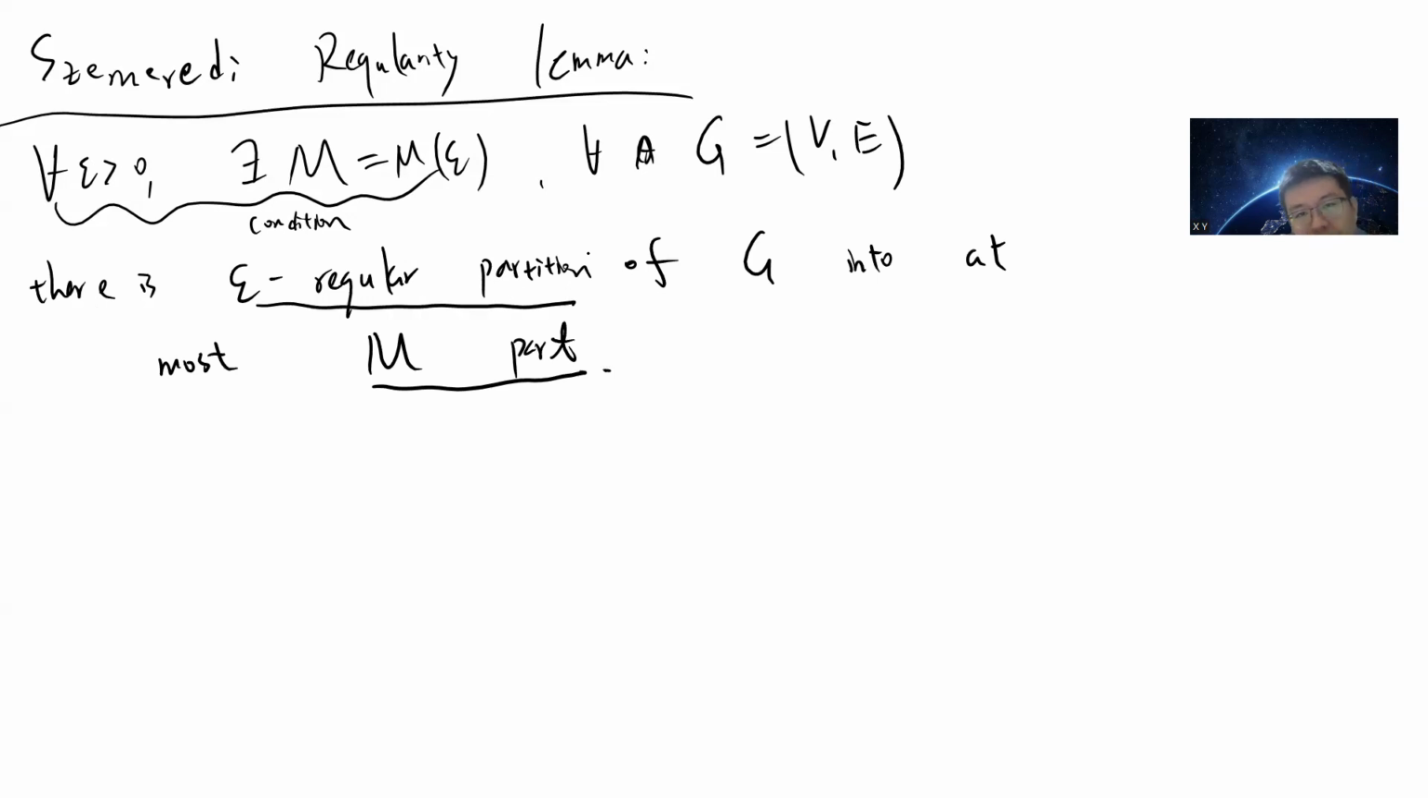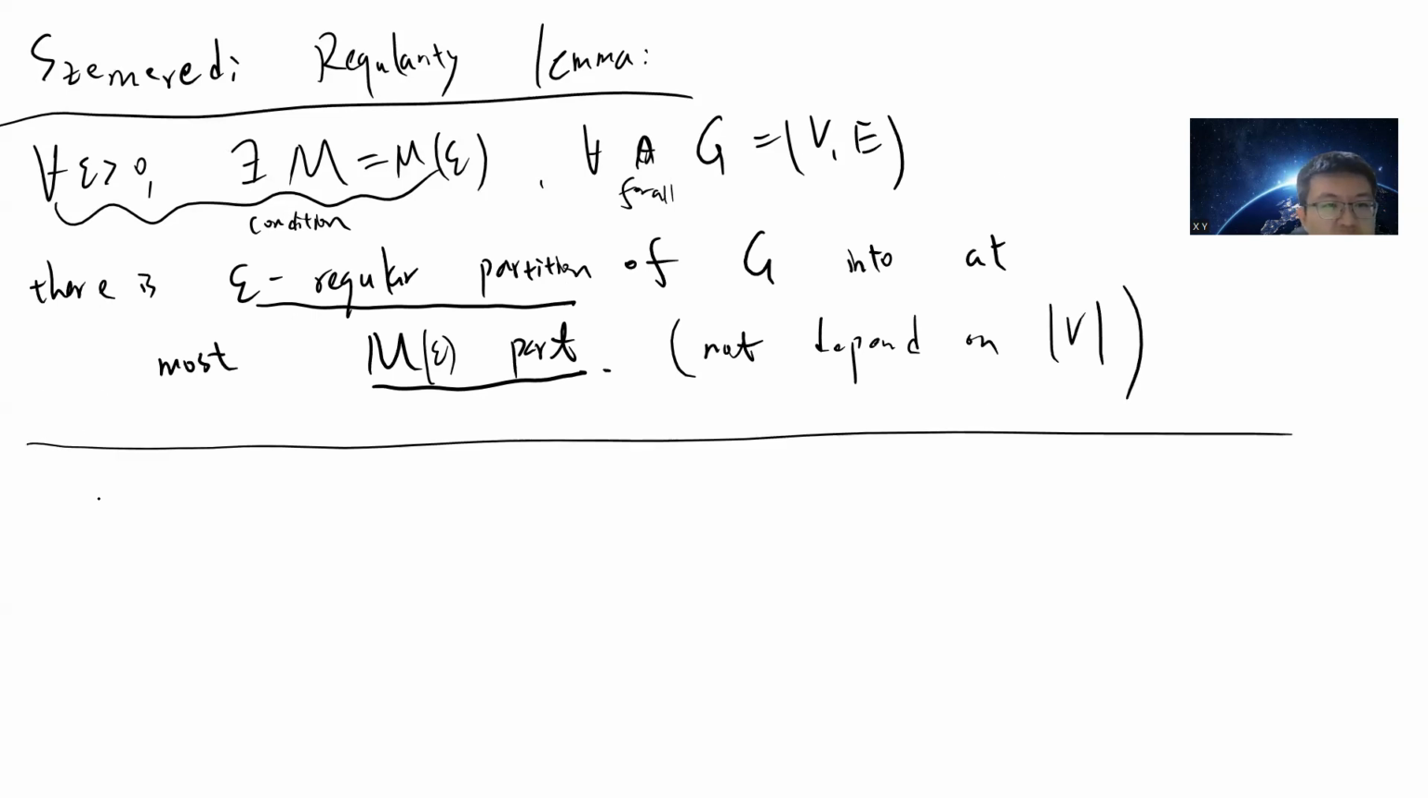It's very deep because first you're talking about all graphs G, or maybe you can say large enough graphs G. But what this theorem says is that there's always an epsilon regular partition. So you can always find an epsilon regular partition into at most M parts, and M only depends on epsilon. It does not depend on the size of the graph.